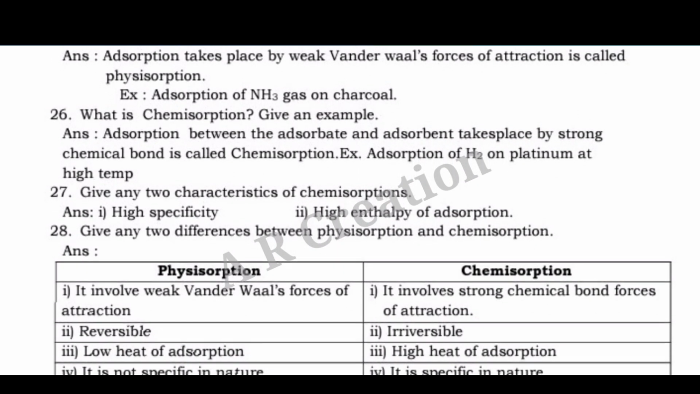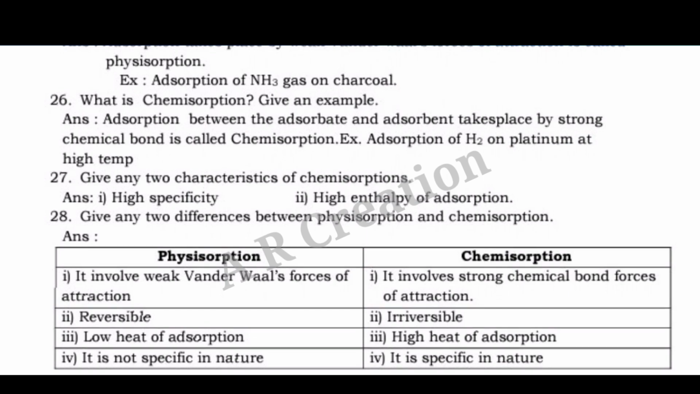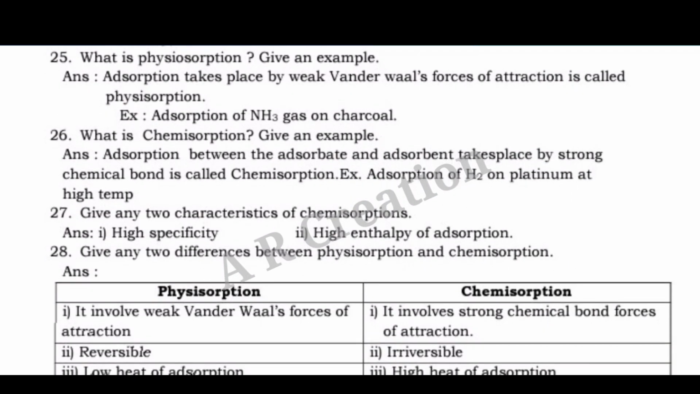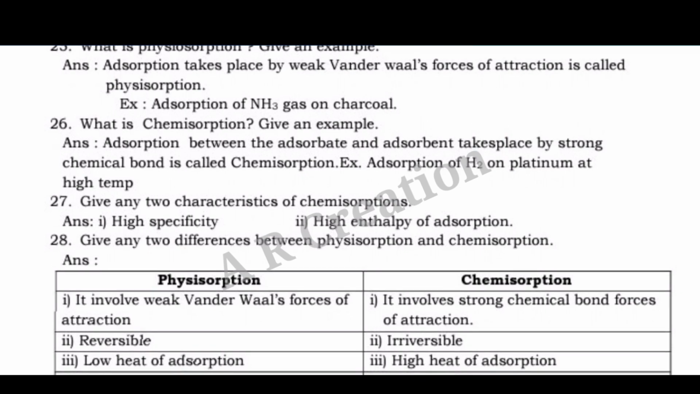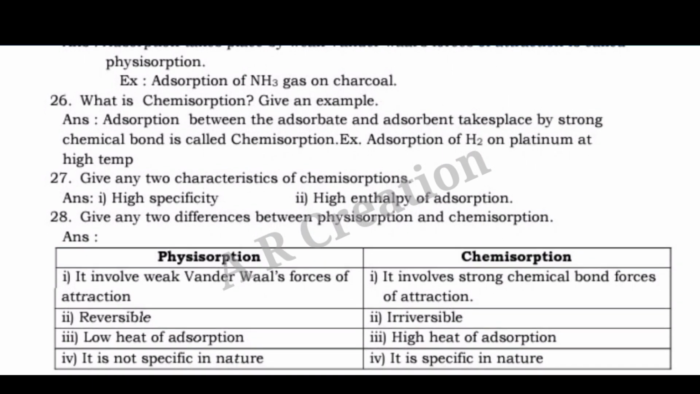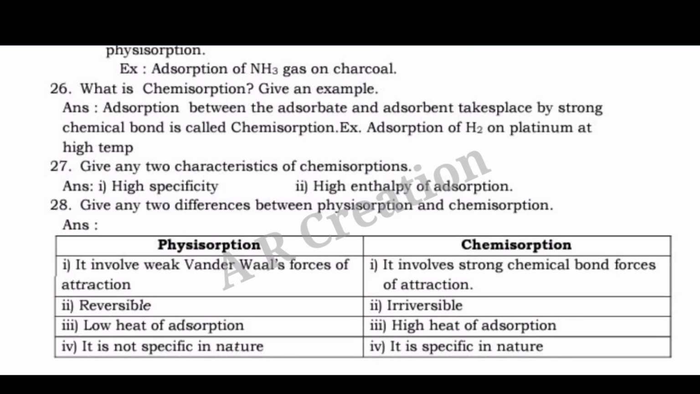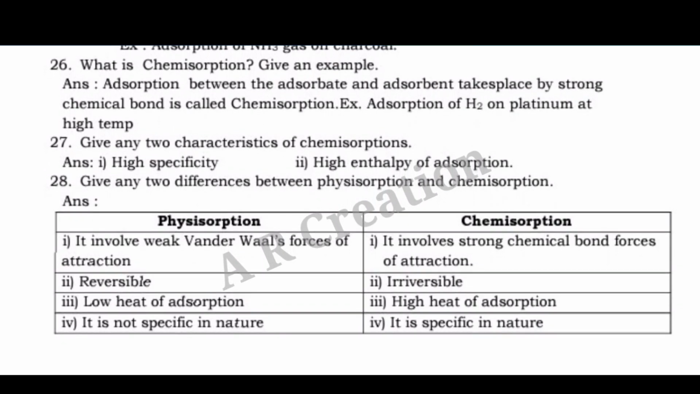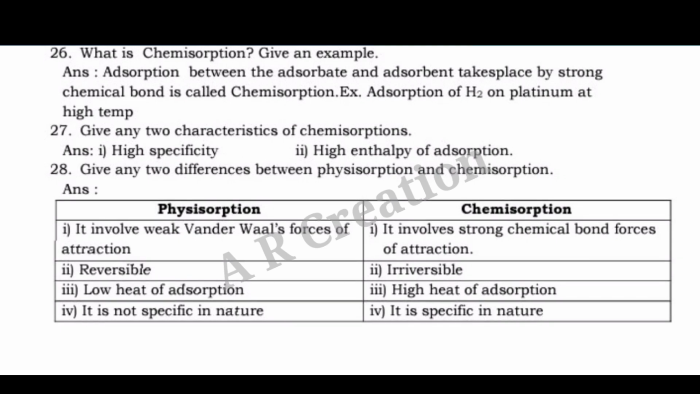Question 26. What is chemisorption? Give an example. Answer. Adsorption between the adsorbate and adsorbent that takes place by strong chemical bonds is called chemisorption. Example. Adsorption of H2 on platinum at high temperature.